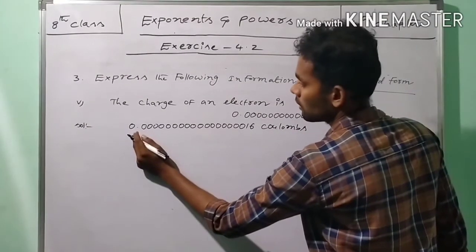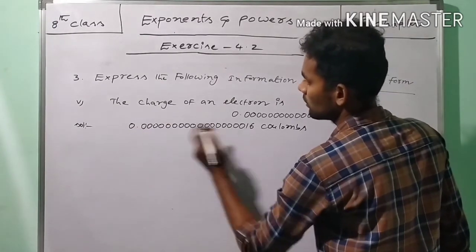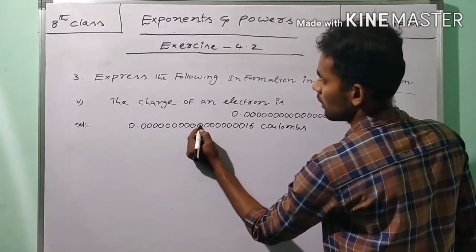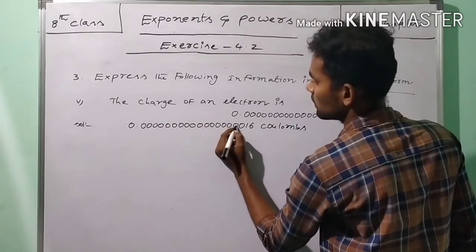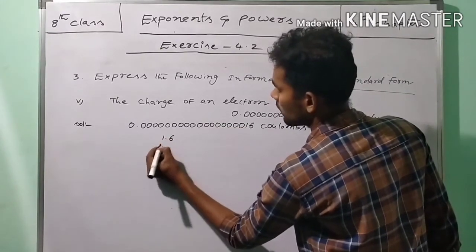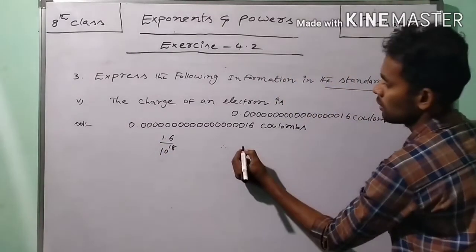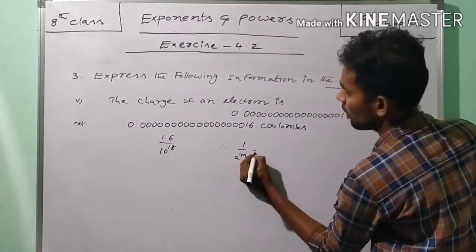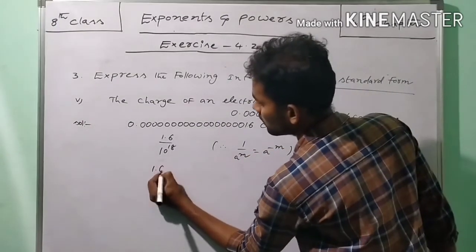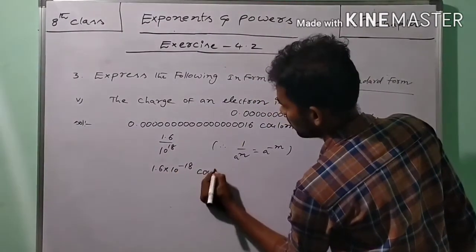Decimal point here. Shift how many places towards the right side? 1, 2, 3, 4, 5, 6, 7, 8, 9, 10, 11, 12, 13, 14, 15, 16, 17, 18. So 1.6 by 10 to the power of 18. Therefore, 1 by a power of m equals a power of minus m. So 1.6 into 10 to the power of minus 18 coulombs.